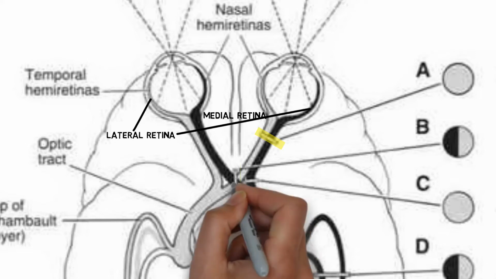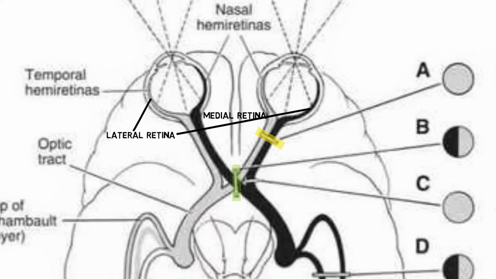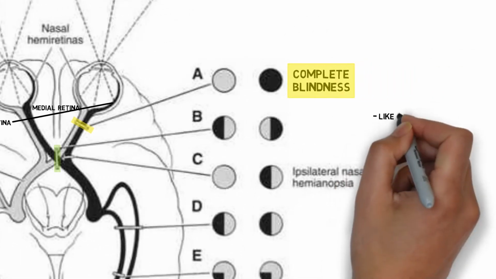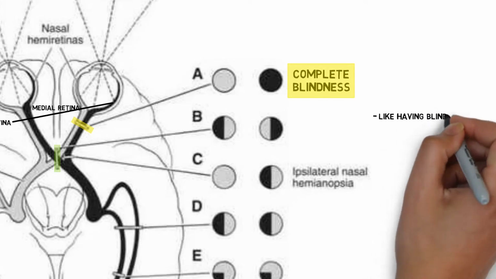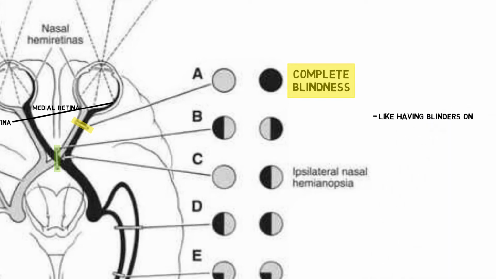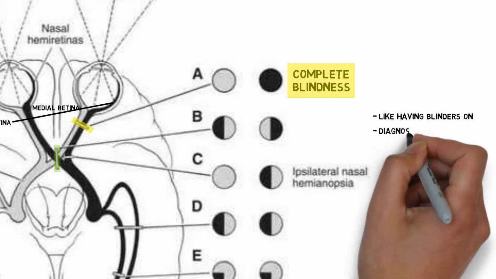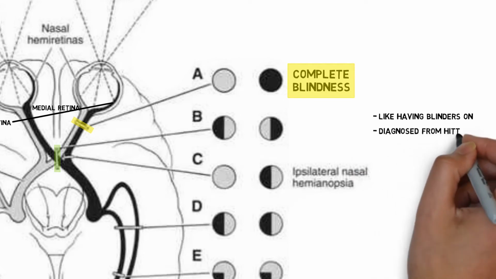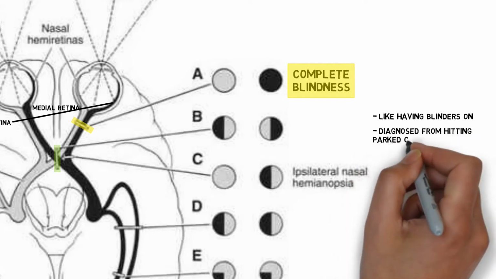If the chiasm is cut or crushed on by a pituitary tumor growing in that area, the person will lose both lateral visual fields. This is like having blinders on. The person can only see in front of themselves and not to the side. Often, a pituitary tumor is diagnosed when a person hits a parked car because they simply could not see it.